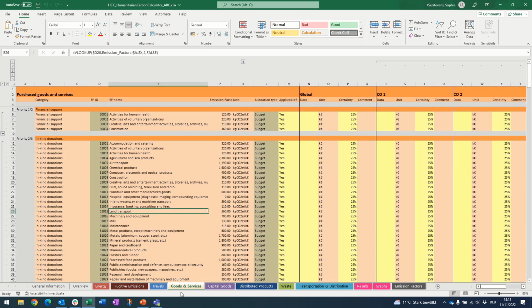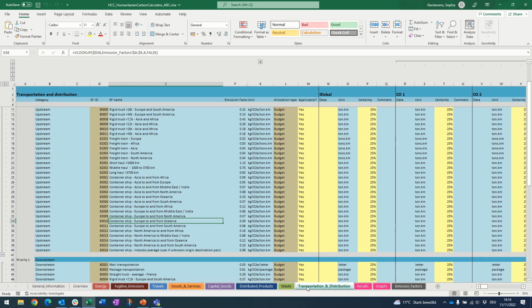Then we have the Goods and Services tab, and in there you will find the in-kind donations emissions category. And so there you will see emissions factors for air transport, inland waterway and maritime transport, and land transport. And these are all monetary emissions factors. And then the last relevant tab for transport is the Transportation and Distribution tab.